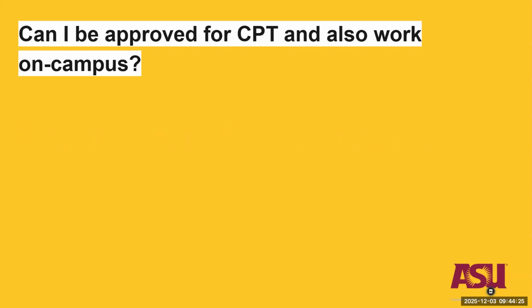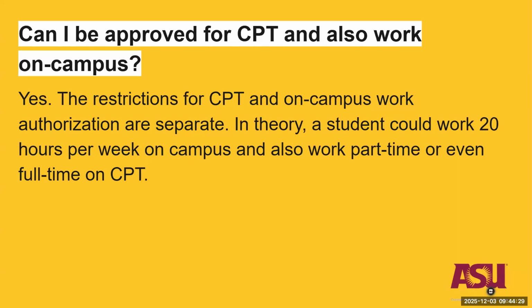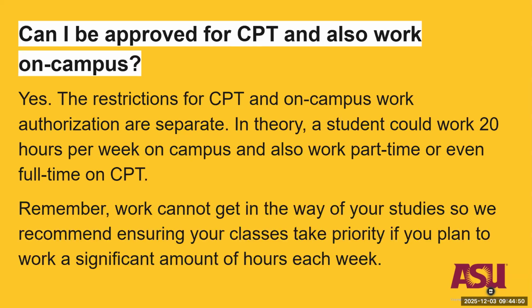Some common questions we have: can I be approved for CPT and also work on campus? This is a question we get very often, and the answer is yes. This is because on-campus work authorization is a separate work authorization for F1 students than CPT. So essentially, for the fall semester, you could work up to 20 hours on campus, and then off campus, whatever your CPT authorization allows. But you always have to remember that you are a student first, so you always have to prioritize your education over employment.